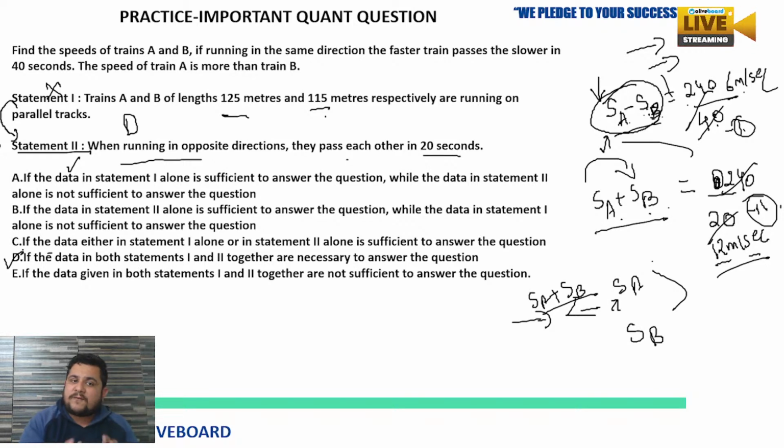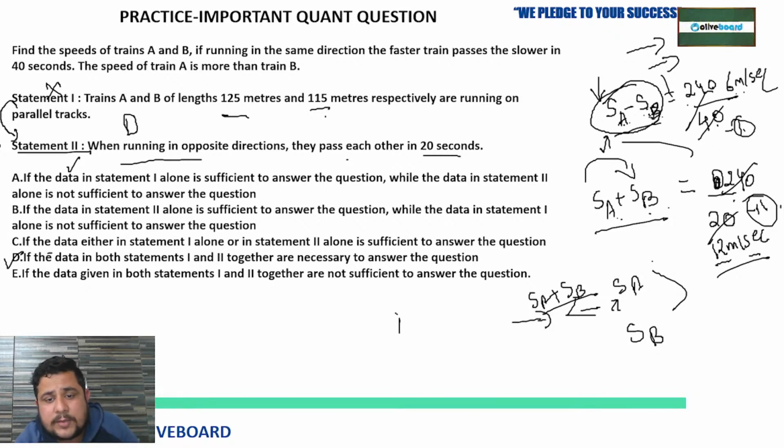No need to solve the full question. You just have to verify whether the data is sufficient to answer or not. We just have to compare and eliminate one of these speeds. SA minus SB equal to what? 6. SA plus SB equal to what? 12. Now just compare this.